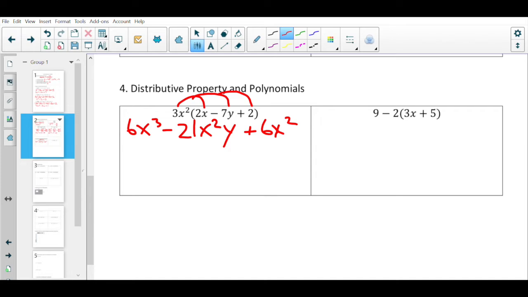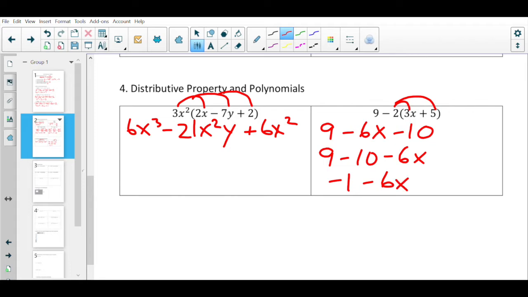This one, don't say 9 minus 2. Remember your BEDMAS rules, right? So we need to distribute across first. Okay, we can't just do 9 minus 2. We have to do the multiplication first. So that's 9 minus, so negative 2 times 3 is negative 6x, and minus 2 times 5, so we're distributing like this, minus 6x minus 10. So this might confuse you a little bit. You can rearrange it like this, 9 minus 10 minus 6x. 9 minus 10 is negative 1, and there we have it.